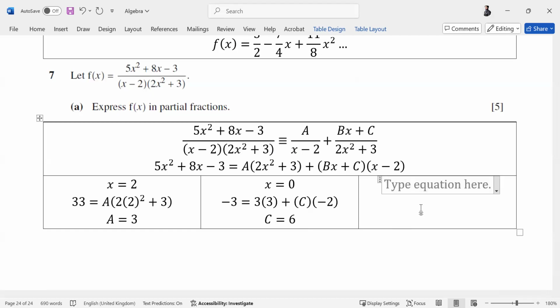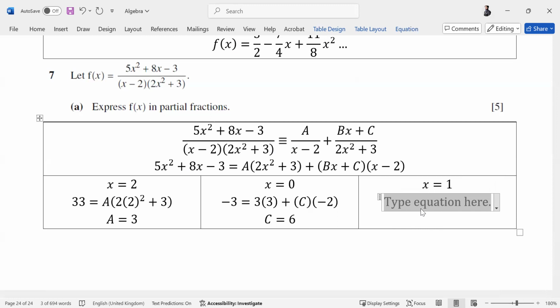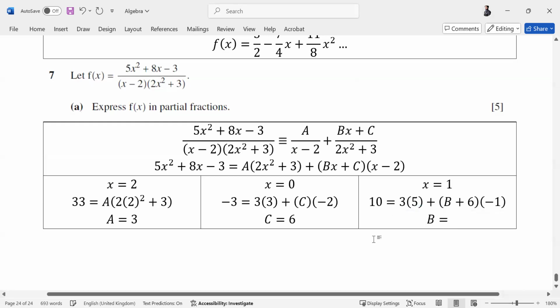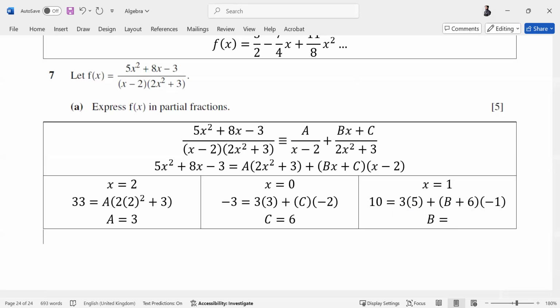You can easily find B by plugging in the value of x as 1, 5 plus 5 is 10. A is 3, 5 plus B plus 6, 2 minus 1. So what do you end up getting as B?